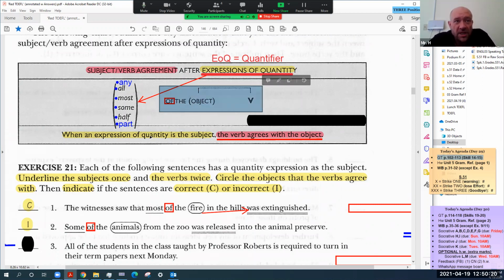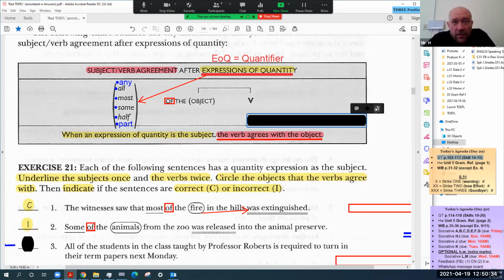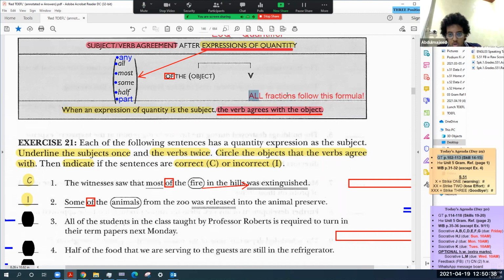Khalid, can you read this? When an expression of quantity is the subject, the verb agrees with the object. Okay. Now, what does that say, Abdul Majid? All fractions follow this formula. Aha. What does that mean? All fractions. Do you know the word fraction?